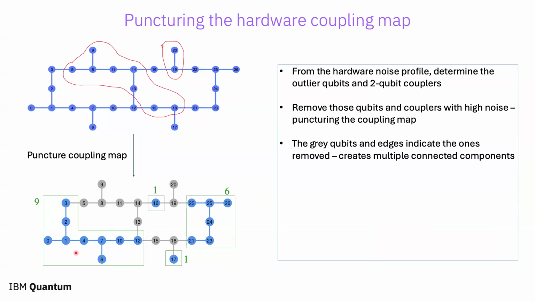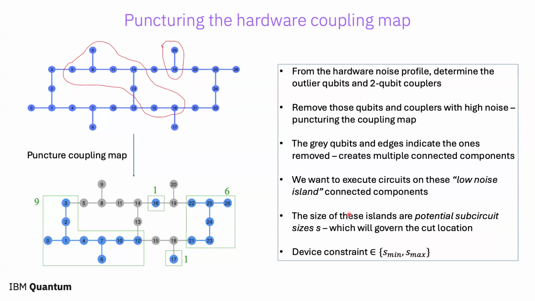When you create this punctured coupling map, most likely the coupling map becomes disconnected. These blue parts are connected components, and the size of these tells you the maximum size of circuit that you can run on this part. This is what we call low noise islands. We termed these low noise islands because the other parts are more noisy, that's why we removed them. So these are islands of low noise, and I want to create my subcircuits in such a way that they fit in this part.